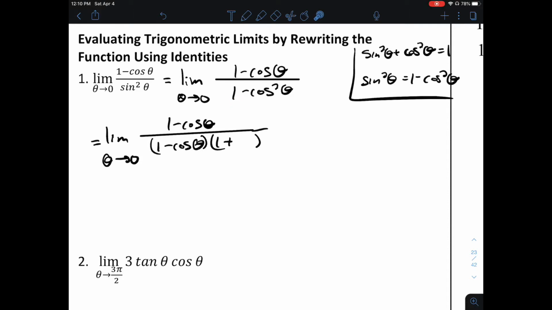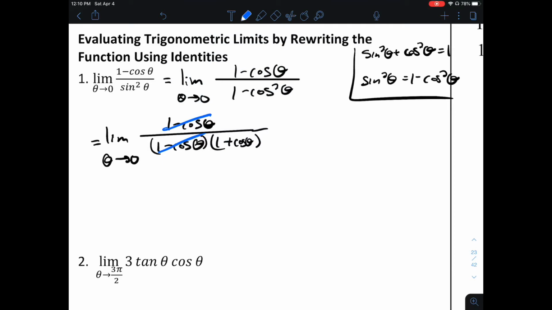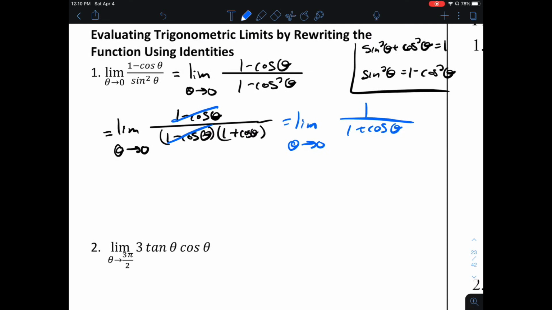Let me stop for a second. Square root of 1 is 1. That goes in the first position of the binomial. Square root of cosine squared goes in the second position. And you do the same for the second one. You make one of these plus, one minus. It doesn't matter which is which. These cancel, leaving us with a 1 in the numerator. So now we have the limit as theta approaches 0 of 1 over 1 plus cosine of theta.